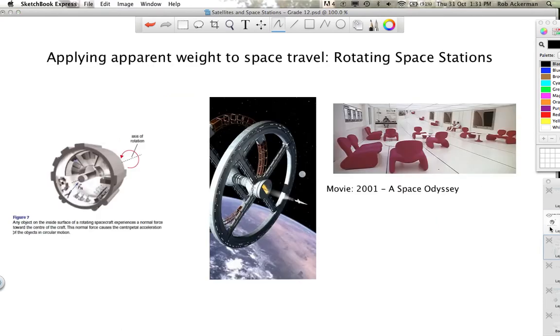Because what we're going to do here is we're going to build a device designed to be used in space which will create the feeling of weight by mimicking gravity, but it's going to do it through acceleration. Here's how it works.